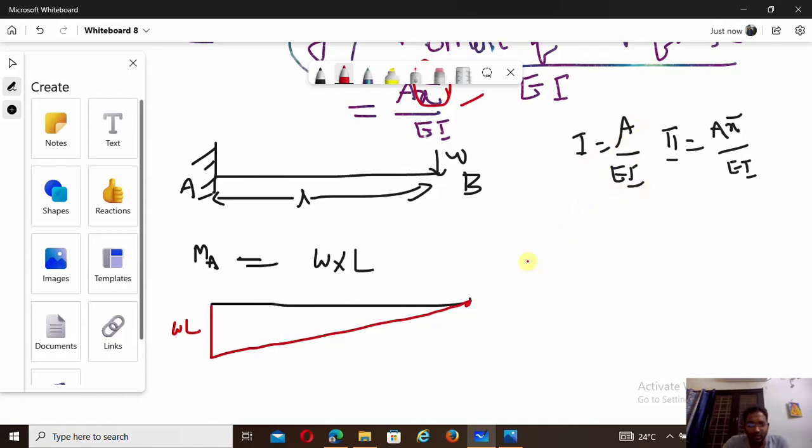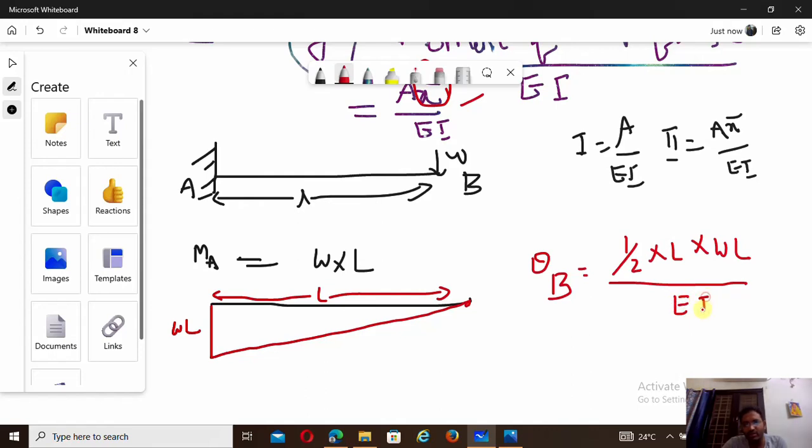Area by EI. Therefore theta B is equal to, what is the area? Area of the triangle means half into base into ordinate. The base is the length L, and the ordinate is W into L. So half into L into WL, divided by EI. Finally we get W into L into L, that is L square, divided by 2 EI. So finally theta at B is equal to WL square by 2EI.